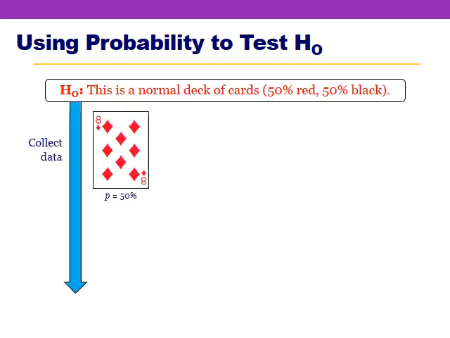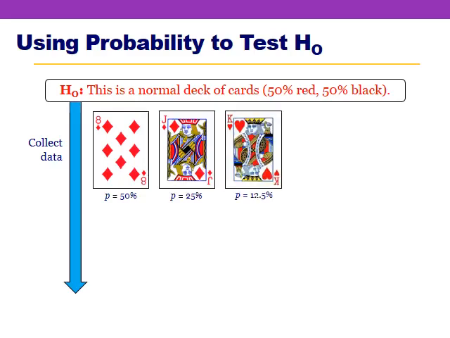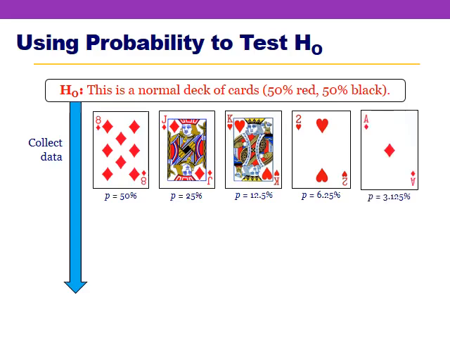Then we went and collected some data. We drew a red card, no big deal. We drew a second red card, okay. We drew a third red card, that's kind of weird. We drew a fourth red card, okay, that's starting to get kind of strange. We drew a fifth red card. And as I mentioned a minute ago, at some point, I bet each of you said, this is too weird to be true. This must not be a normal deck of cards, because if this was a normal deck of cards, what just happened is really, really strange.